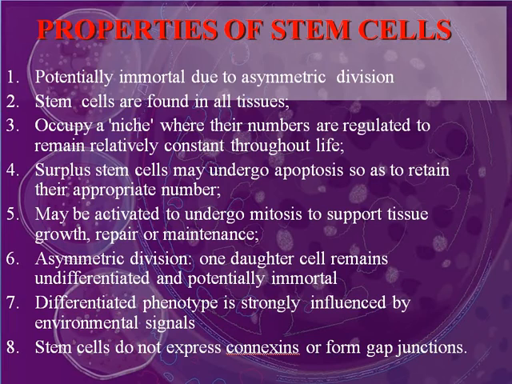Surplus stem cells may undergo apoptosis so as to retain the appropriate number. They may be activated to undergo mitosis to support tissue growth, repair or maintenance. Otherwise, their number is maintained at an appropriate level, and others may undergo apoptosis, so it is regulated to a relatively constant number.